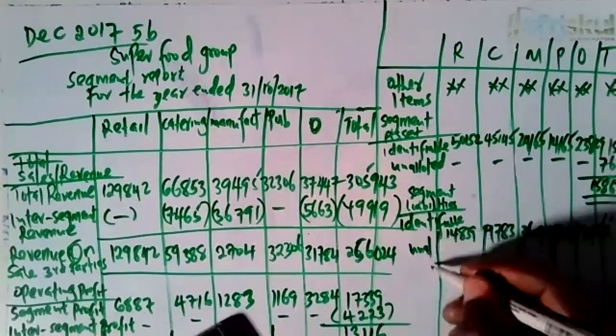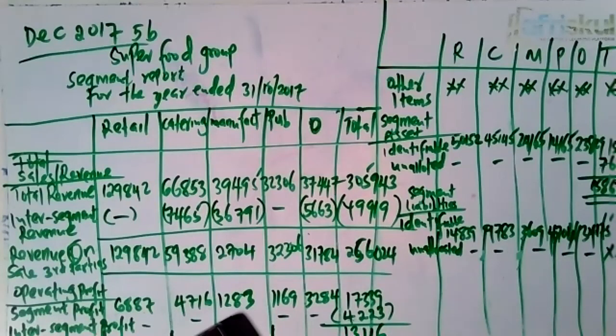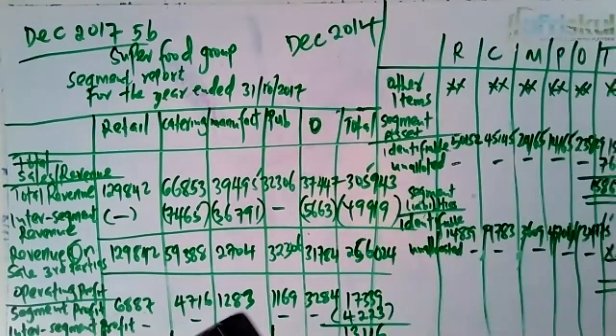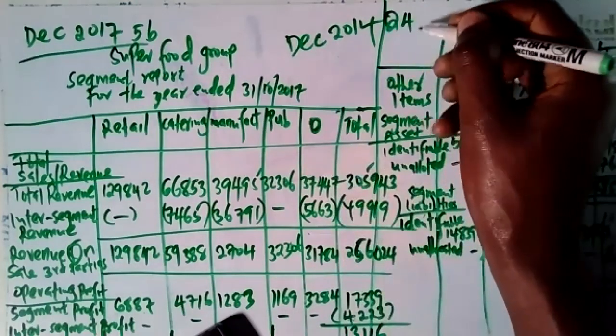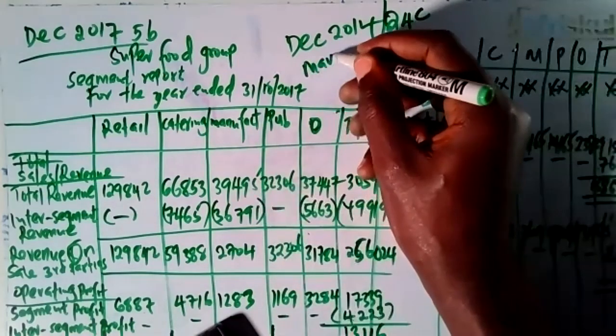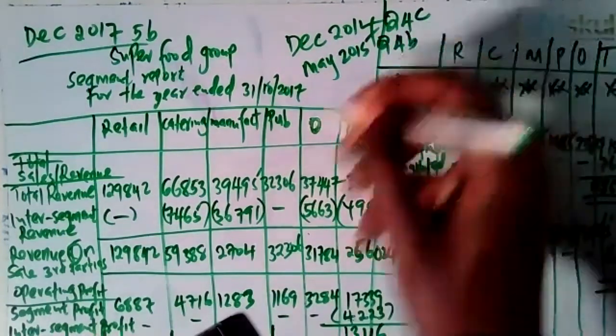Then for unallocated, there was no unallocated. So if there was an unallocated, you record under the column of the total so that you have the total figure down there. So that is how you do the segmental report. It's an easy question. So assignment for you guys, you can go and try December 2014, question 4C. You can also try May 2015, question 4B.